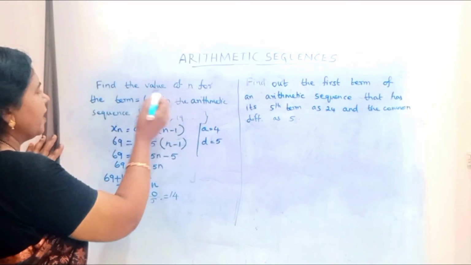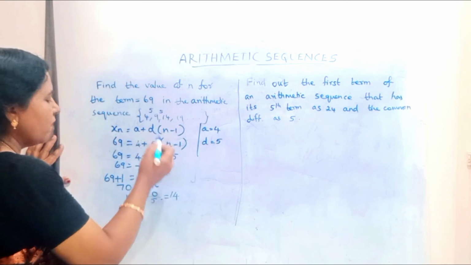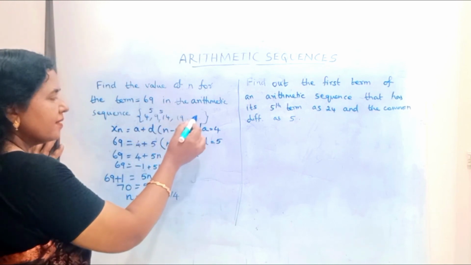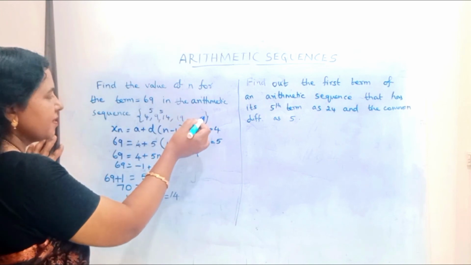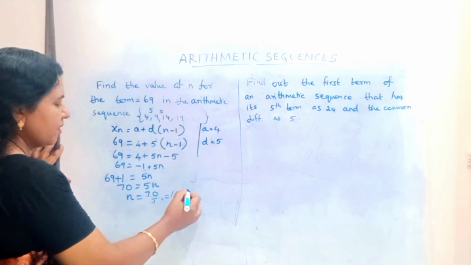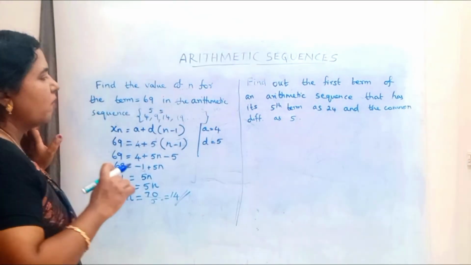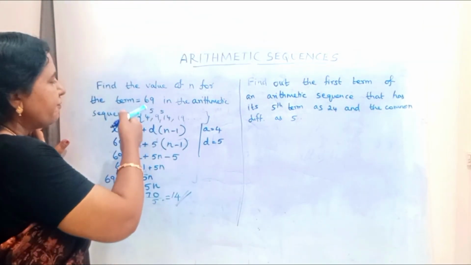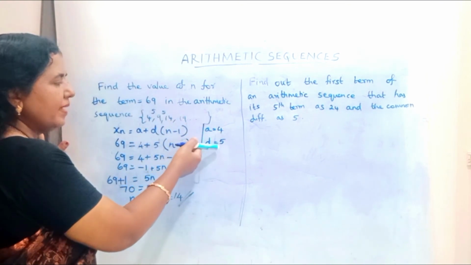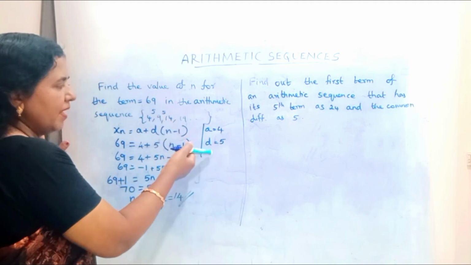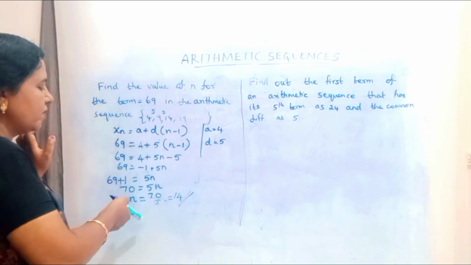Find the value of n for which the term is equal to 69 in the arithmetic sequence. So at the 14th place, we will be having this term 69. That is the meaning. So this is our required answer. The value of n is equal to 14. Okay, so in this way, if the term is given and if the values for A and D are available, then easily we can find out the value of n using this method.